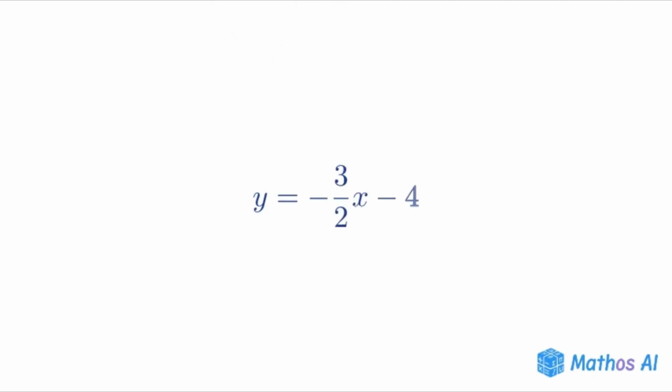The key takeaway is that every linear equation has a unique line. By finding the y-intercept and using the slope, we can graph any straight line.